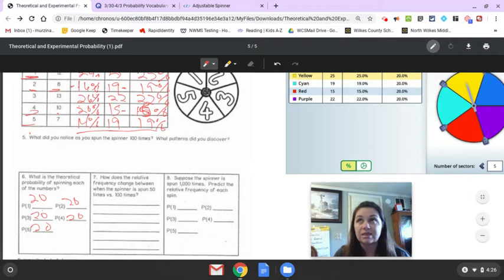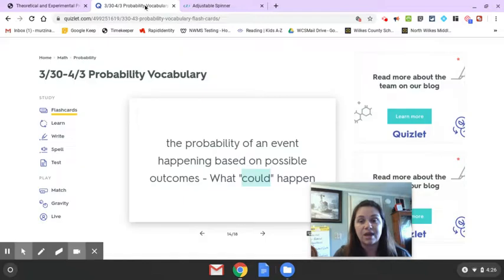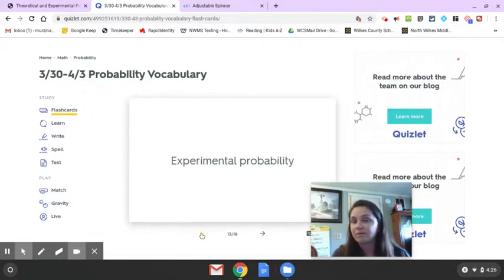Tomorrow, Thursday, April 2nd, we will do a Quizlet Live game. Hopefully it'll be fun. Hopefully it's not too hard. But it'll be with these vocabulary terms from math that we went through. We looked at a couple of them to complete this sheet.